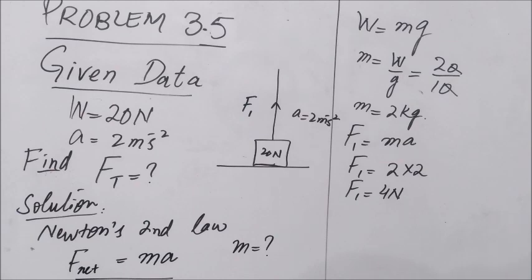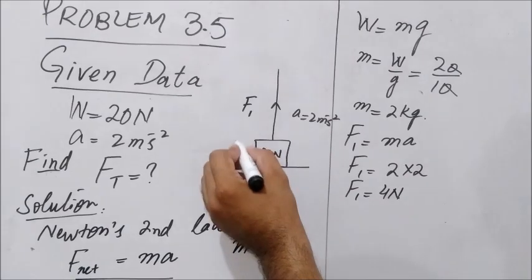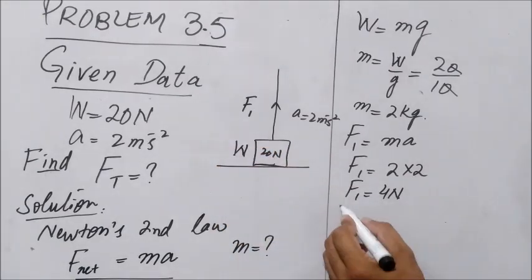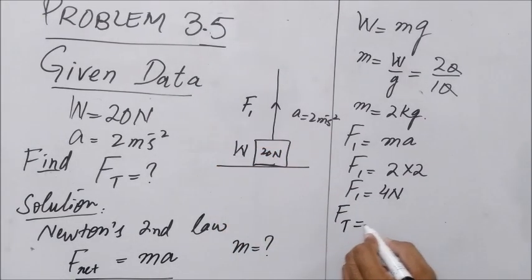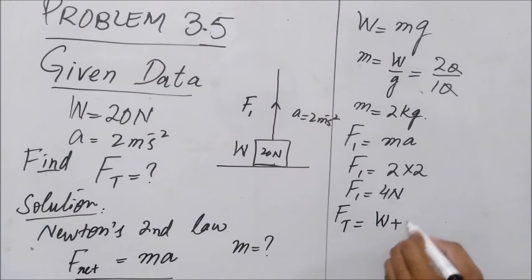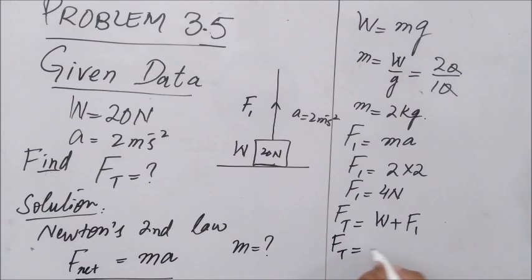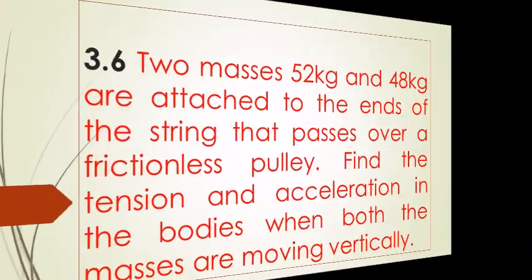Now we will find the total force. The total force is the sum of F1 and W. So I will write that the total force is the sum of weight plus the F1 force. So it is 20 plus 4. So the total force is 24 Newton. This is the required answer.